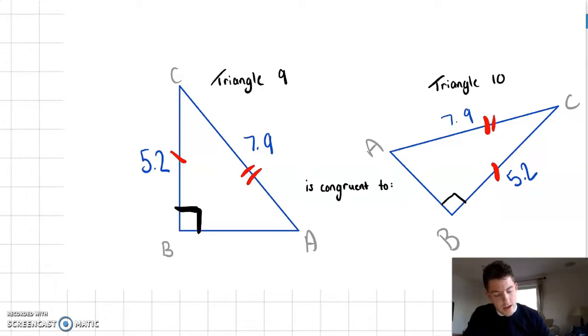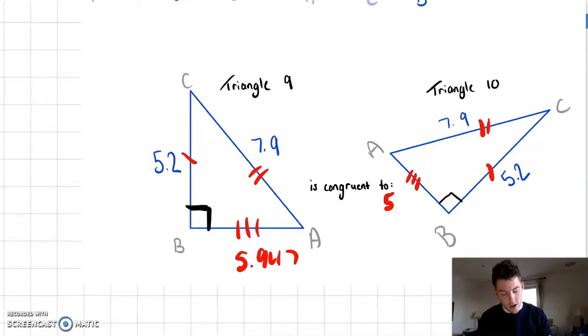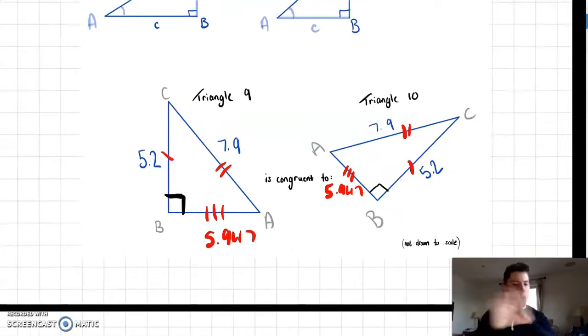Got the right angle. This here, no matter what it is, I'll quickly do Pythagoras: 7.9 squared, take away 5.2 squared. I'm rushing this now. 35.37, square root of that, 5.947. Always, that's also going to be 5.947. Always identical.